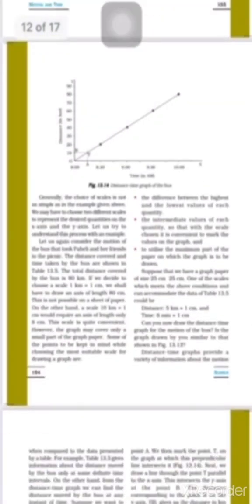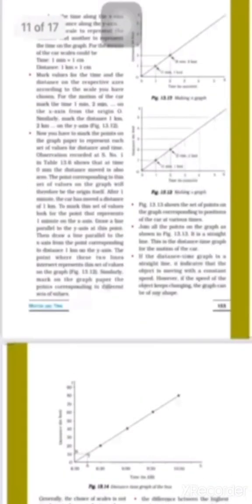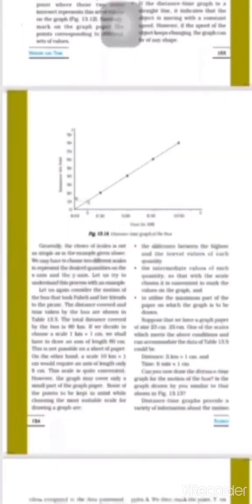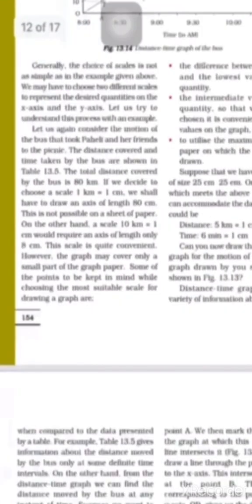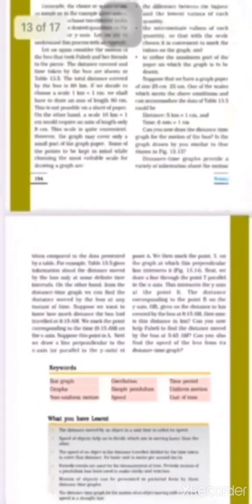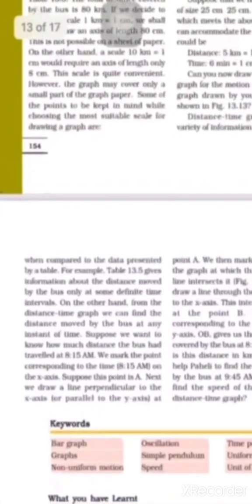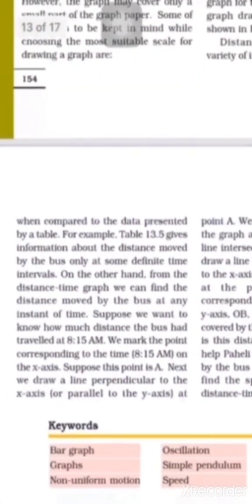You can put time on the X axis, X or X dash, and you can put kilometers on the Y axis or Y dash. Draw two perpendicular lines to represent the axes, marked OX and OY. Decide which two quantities are to be shown along the X-axis and along the Y-axis. In this case, we show the time along the X-axis and the distance along the Y-axis.